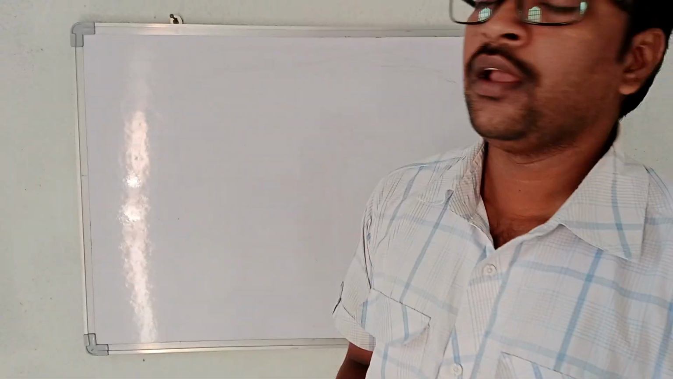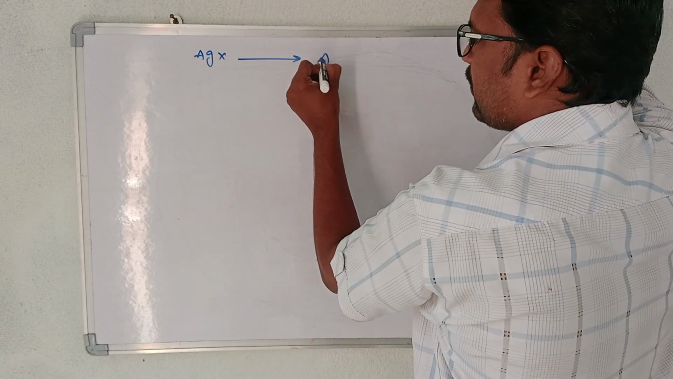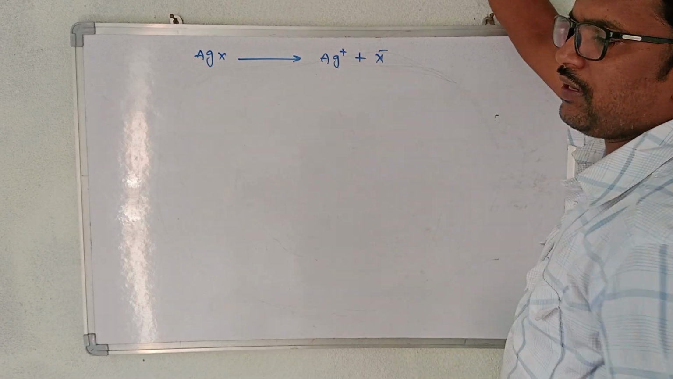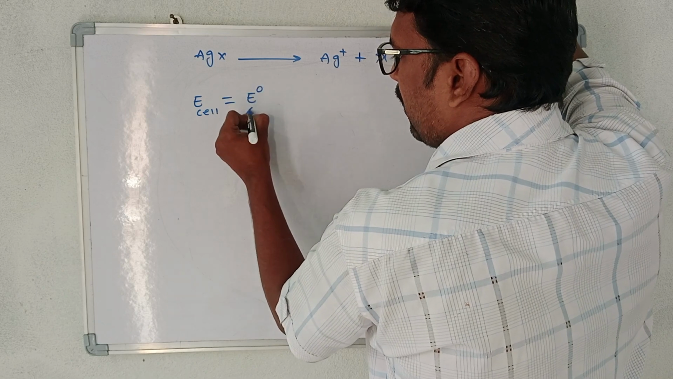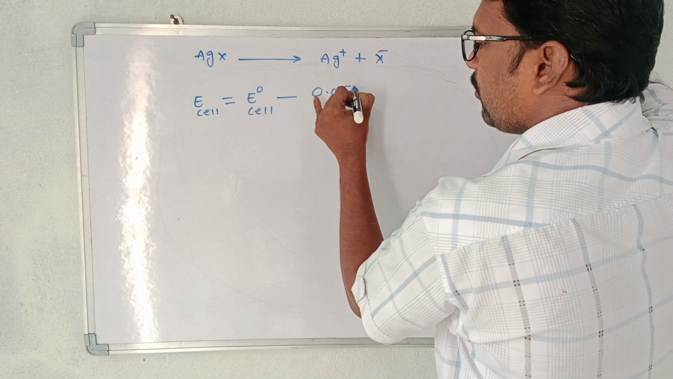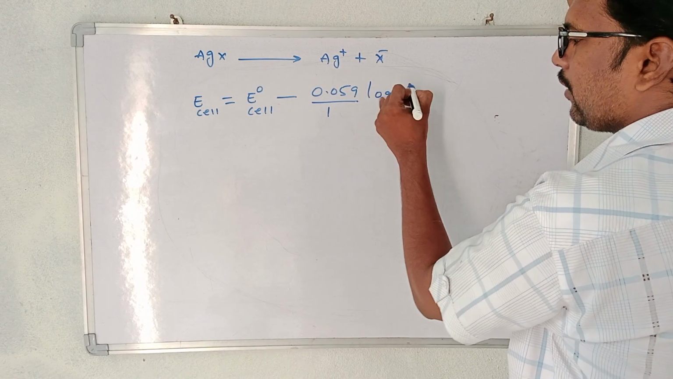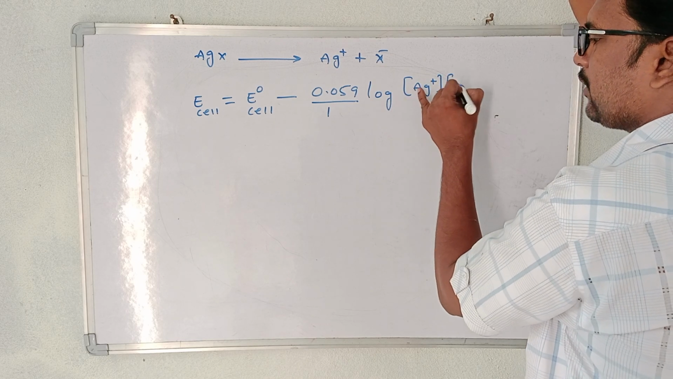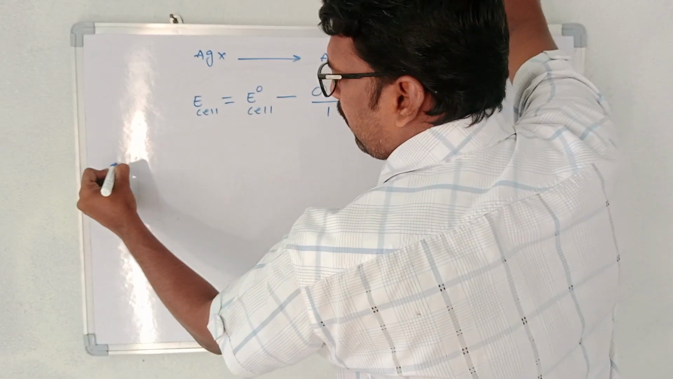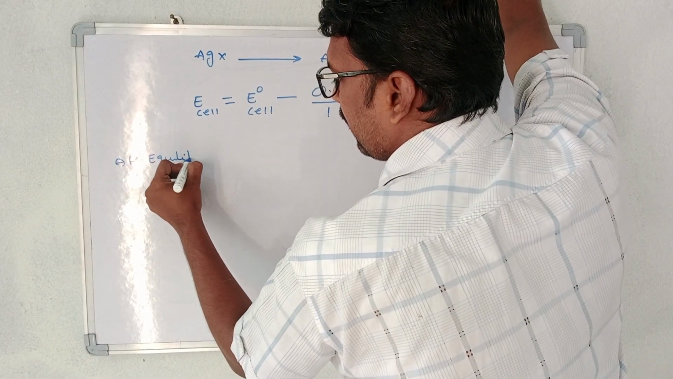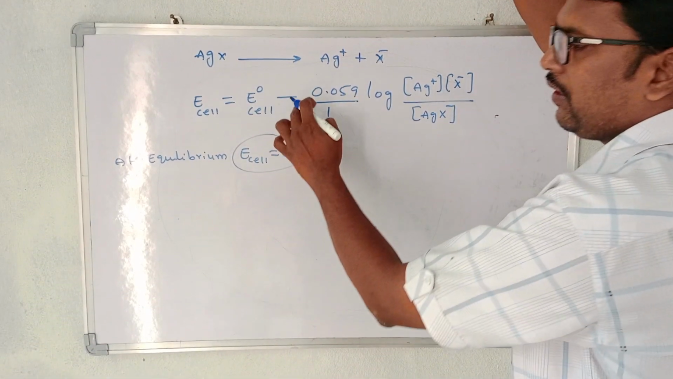Right, and the last one: if you want to find the solubility product, for example, we take AgX, which can be present as Ag+ and X-. For this reaction, if you want to find the solubility product, E cell is equal to E naught cell minus 0.059. Here 1 electron is transferred, and log of product, here the product is [Ag+][X-], by reactant. The reactant can be taken as AgX. You apply this at equilibrium condition. So at equilibrium, the E cell value can be taken as 0.